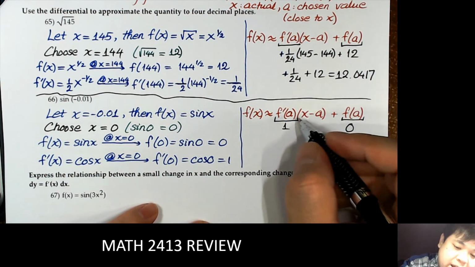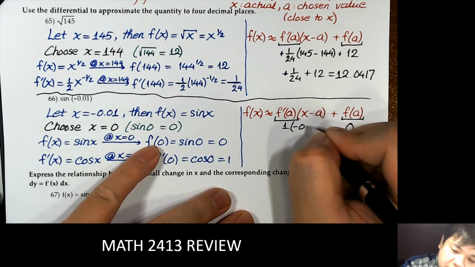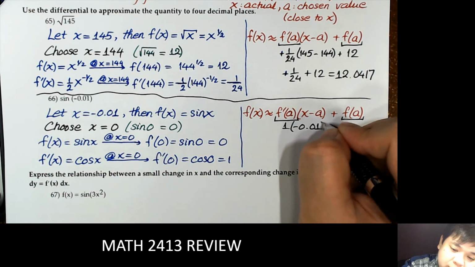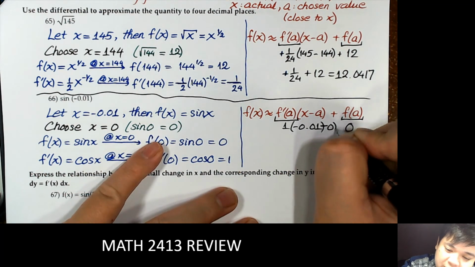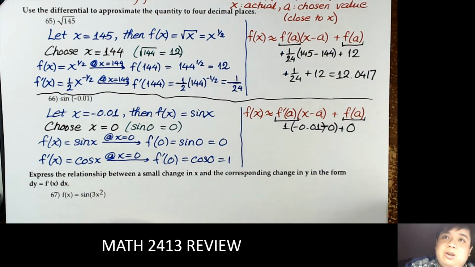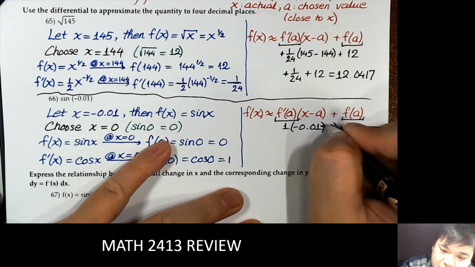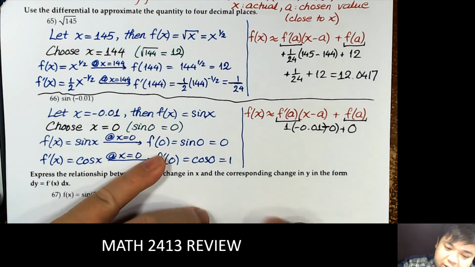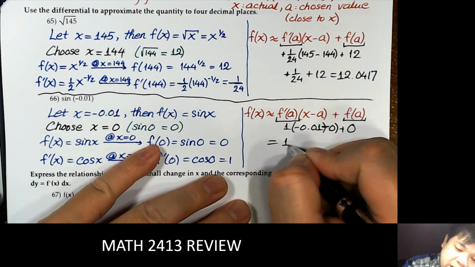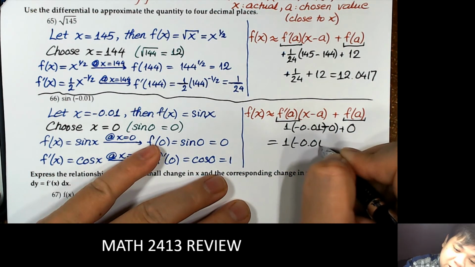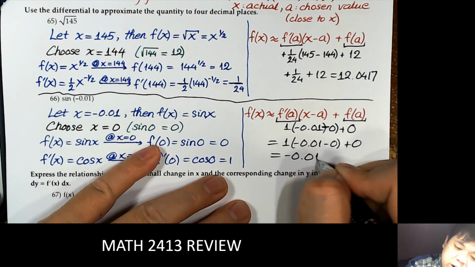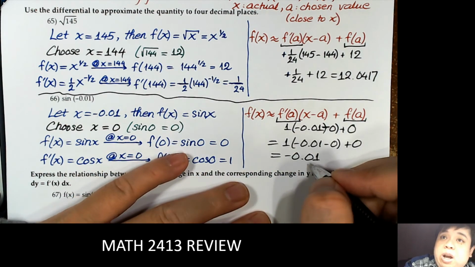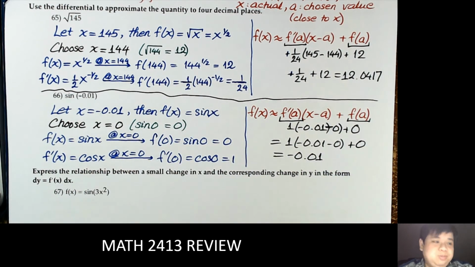x minus a, x is that number, minus 0. So we have x, that number, minus 0. Right. So negative, again, let me just copy that. That just gives us negative 0.01. They want 4 decimal places, but we only have 2. We can write 0, 0.